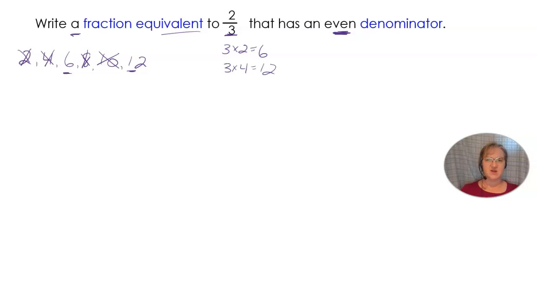So if we multiply 3, notice that 2 and 4 are both even numbers. Multiply 3 by an even number, we will get an even number for the denominator. Let's pick 4, just because I like working with 4.